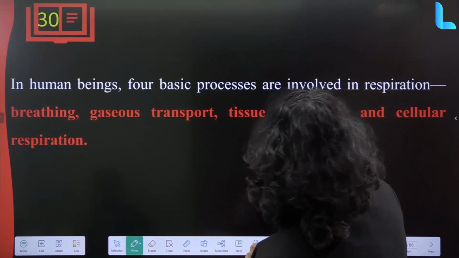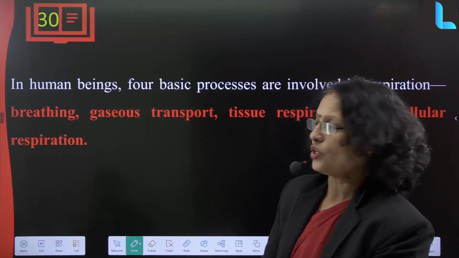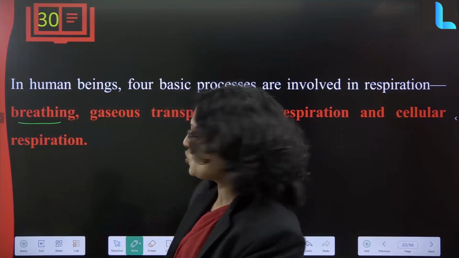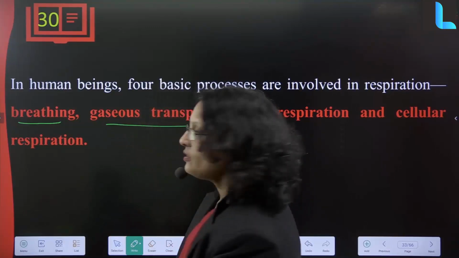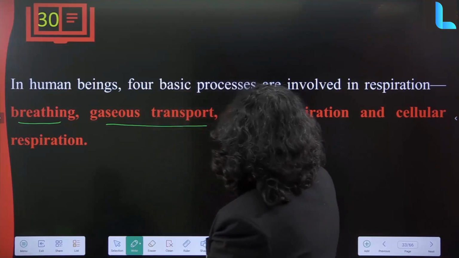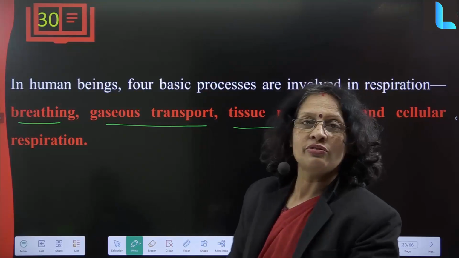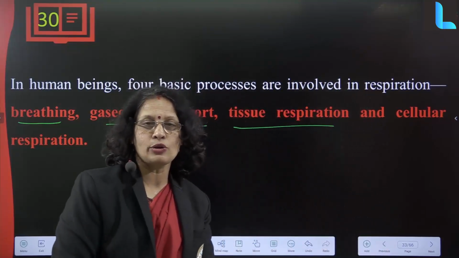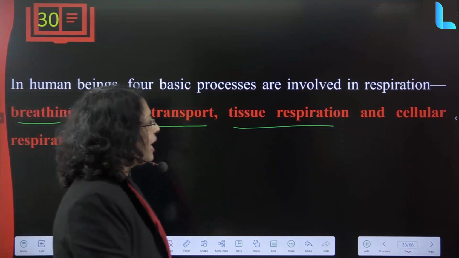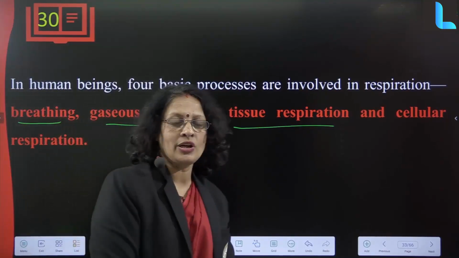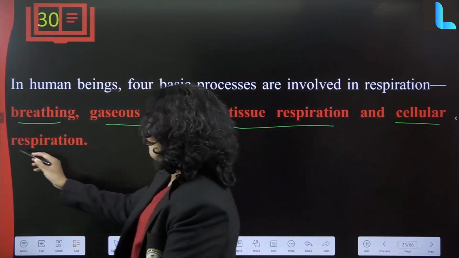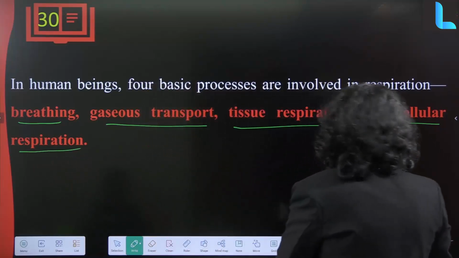In human beings, 4 basic processes are required in respiration. What are the 4 basic processes? First is breathing. We should first breathe in oxygen, then gaseous transport. Oxygen is breathed in, carbon dioxide is breathed out, so gaseous transport is happening. Then tissue respiration: the oxygen which is inhaled combines with hemoglobin to form oxyhemoglobin and goes to the tissues, okay, and then cellular respiration, it should go further to the cells also. So like this, each part of the body is taking part in respiration.